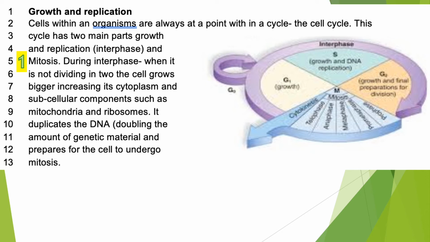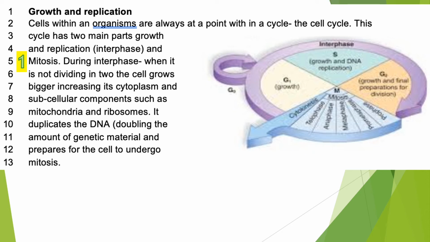And before I even get into mitosis, I have to explain this first part. On line 2, it says, cells within an organism are always at a point within a cycle, which is called the cell cycle. All right, and that cell cycle is on the picture right here. So this cell cycle has two main parts. The first part is called growth and replication, and the name for this is interphase. All right. The next part is called mitosis.